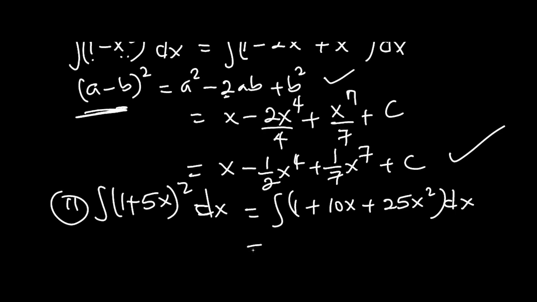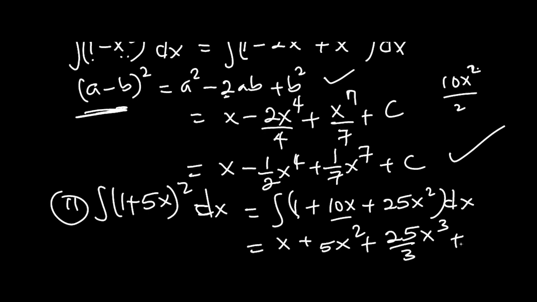Then we can do the integral, which will be equal to integral of 1 with respect to the function. We have this 10x. If we integrate that, that will be 10x, there's 1 here, so plus 1, making 2, over 2. That's plus 5x squared. And then the third one, that will be 25x squared, where 25 is the constant. We are just adding 1 to the exponent of that function. That will be x to the power 3 over 3 plus c.